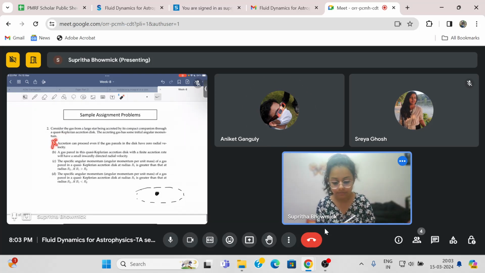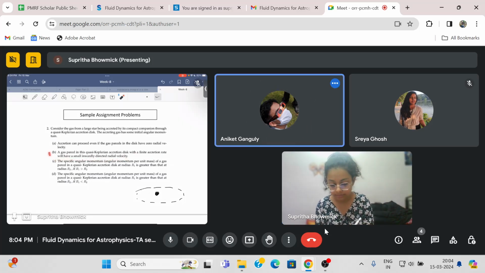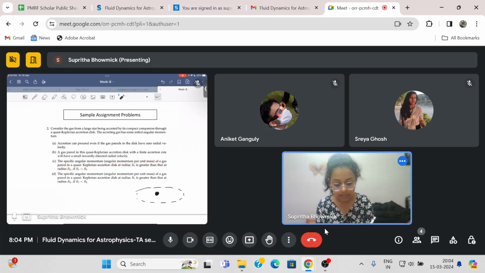This is wrong. A gas parcel in this quasi-Keplerian accretion disk with a finite accretion rate will have a small inwardly directed radial velocity. Correct. The specific angular momentum of a gas parcel in this disk at some radius r1 is greater than that at a radius r2 if r1 is greater than r2.